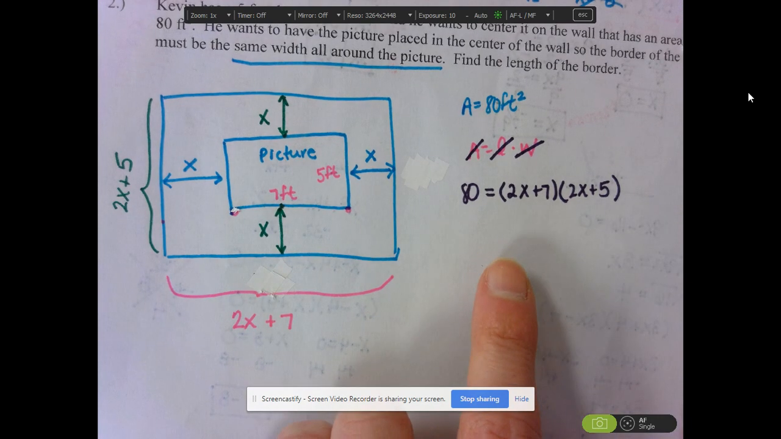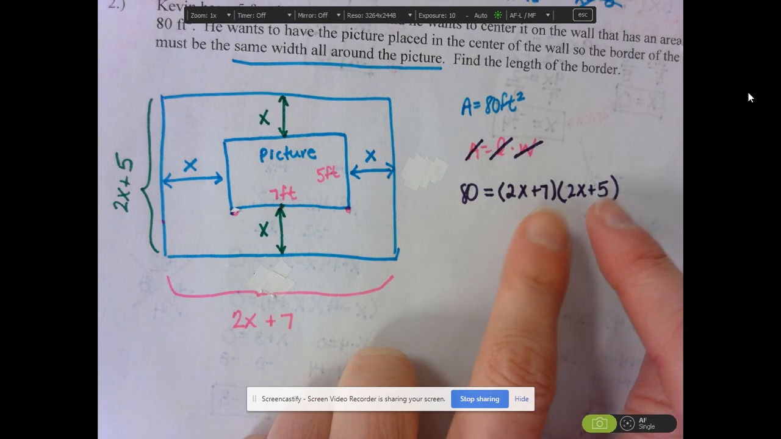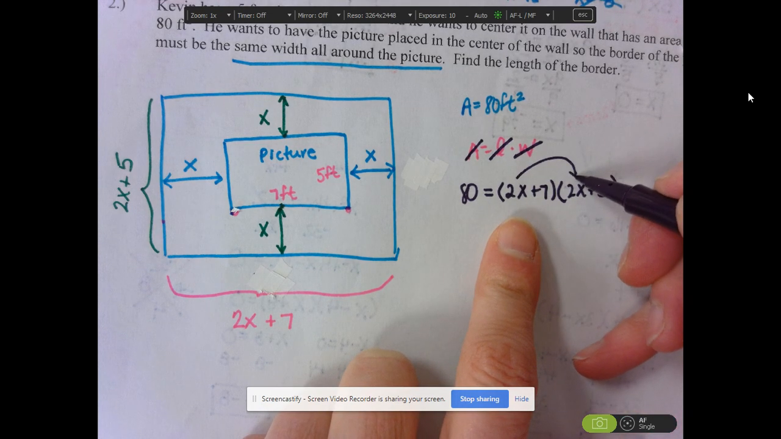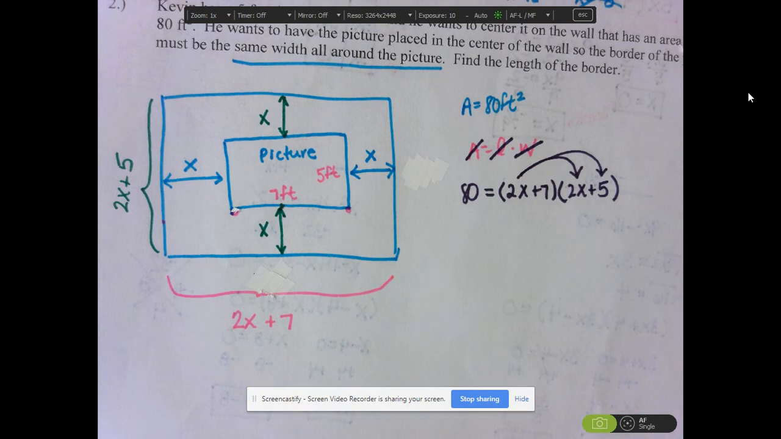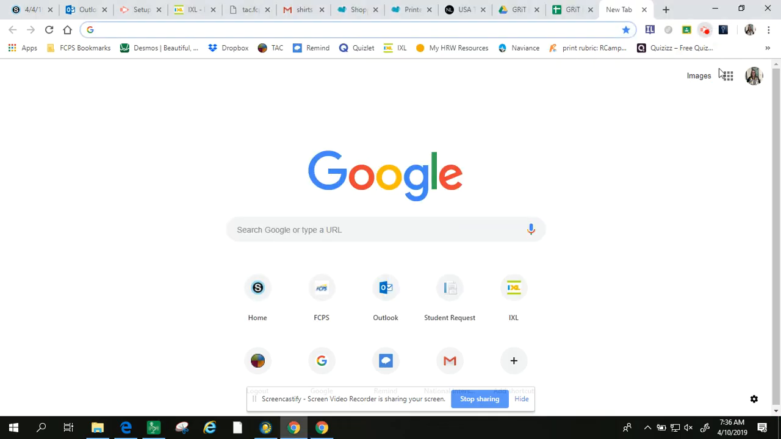Before we can finish this problem and set it equal to 0 and all that kind of good stuff, what do we have to do with this? Distribute. All right. I'm going to set you to task here. You're going to use the distributive property and distribute. Combine like terms, get 80 to the other side, and then you're going to employ your factoring rules to see what you can do. Pause that.